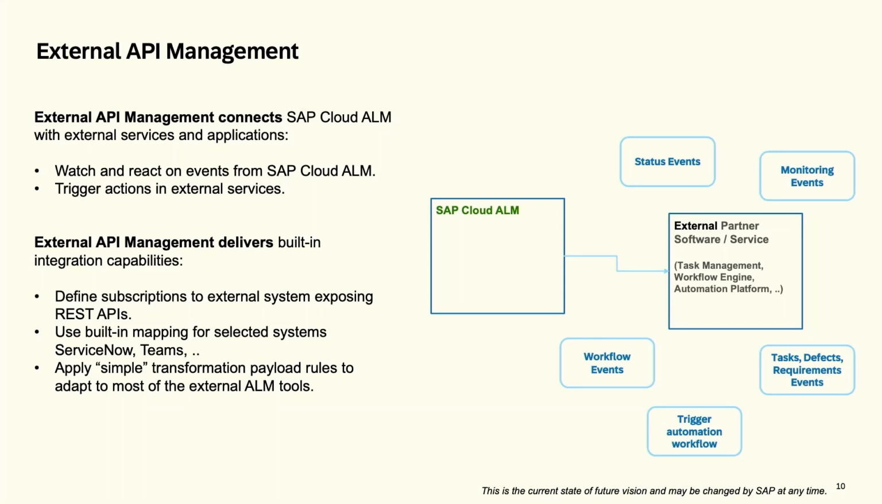Then the second important entity is a mapping. A mapping contains the transformation rule of the payload we send to the external system. It's basically a way you translate the payload from SAP Cloud ALM, so it can be understood by the external system like Jira or ServiceNow. And the third entity is a subscription, which combines the 2 previous entities and a resource type. A resource type can be, as you can see here, status events, task, workflow.